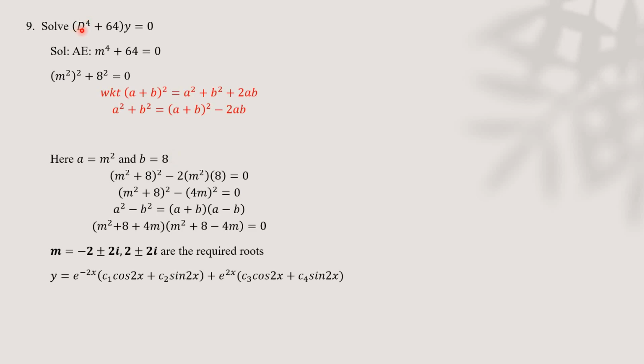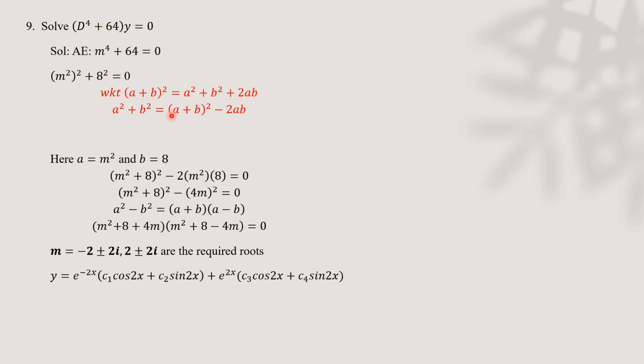Shall we go on to the next problem. I've considered D power 4 plus 64 on y. So it is quite different from the previous problem. As I told you, degree 4 can be solved like that. But as there are no terms other than the degree 4 and the constant, we'll solve it in another way by using the formula a plus b the whole square equal to a square plus b square plus 2ab.